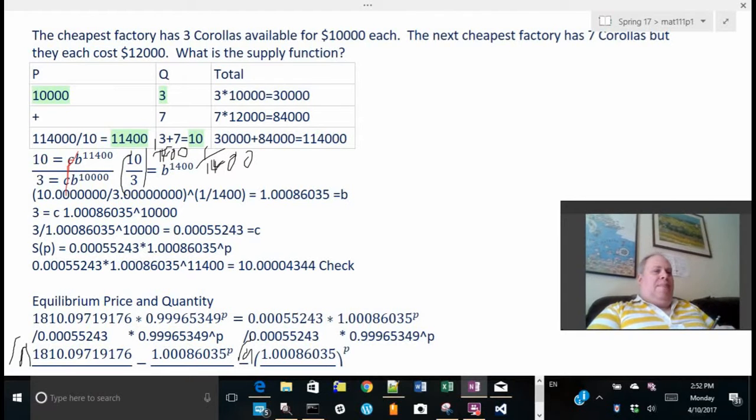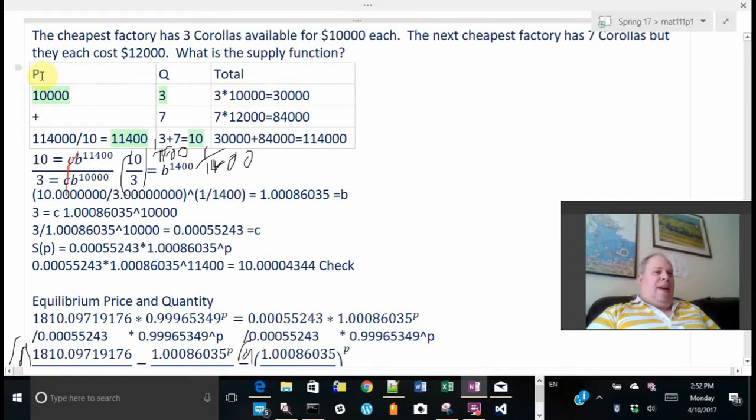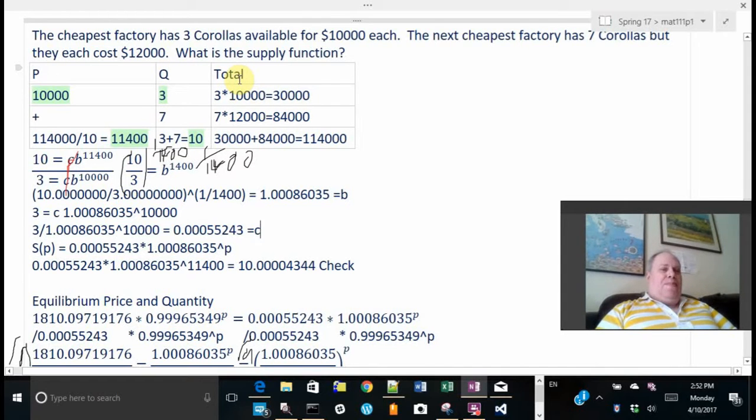So what we set up here works like this. We have P, Q, and total. That's how you solve a mixture problem. How much do you spend in total from both suppliers? So the first supplier has $10,000 as the price. Once again, price is going to be the independent variable, so that we always have the same independent and dependent variable, or we can't find where the 2 functions meet. They've got to be compatible. The quantity is 3, and so 3 times 10,000 means we'd be spending 30,000 for the 3 corollas.